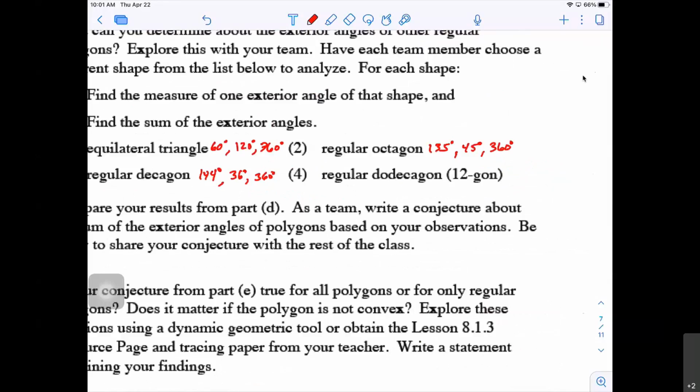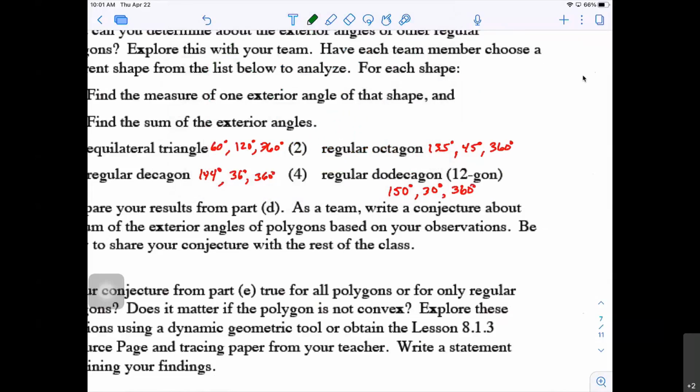So last row, let's go. Kara, let me come to you. What'd you get for each angle of a dodecagon? Okay, yep. Exterior. And sum. Good. All right, let's look at some patterns.